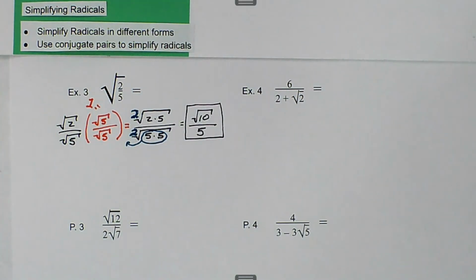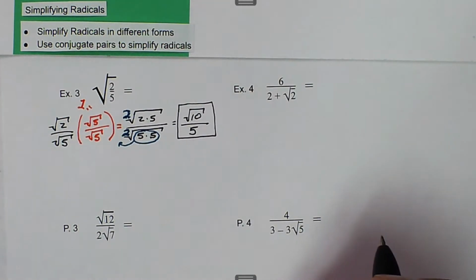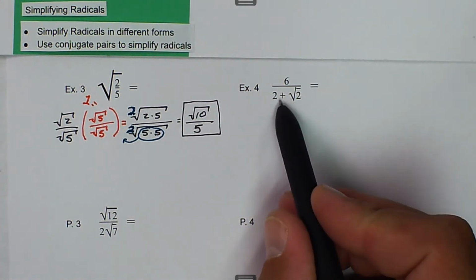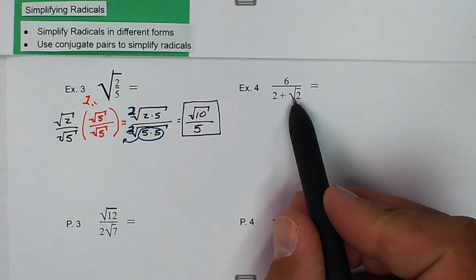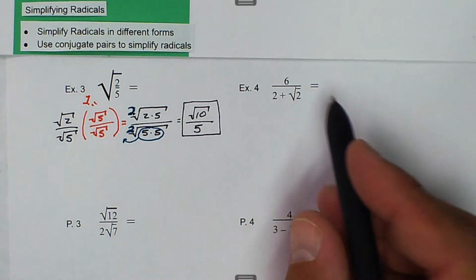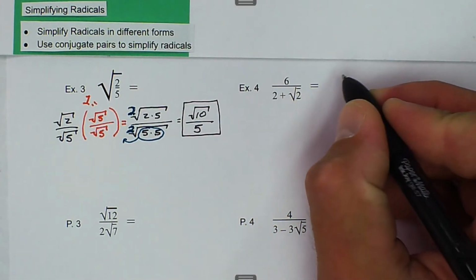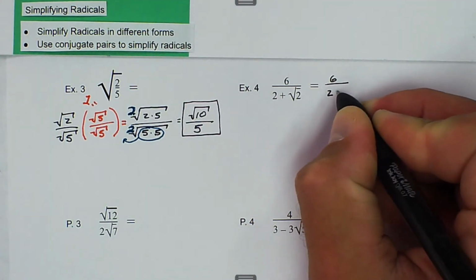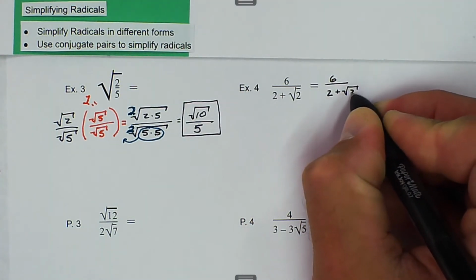Now we can look at example 4. And example 4 looks a little different because we have this operation of plus in the denominator, and we also have the radical in the denominator. So in order to get rid of that, we have to multiply by the conjugate pair. So the original says 6 divided by 2 plus the square root of 2.